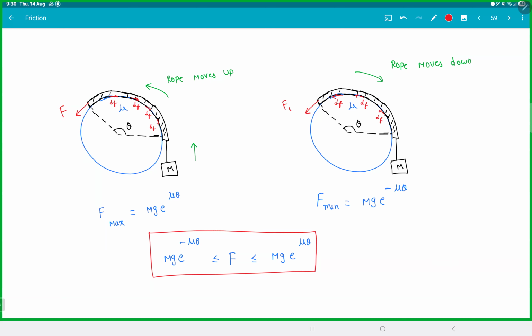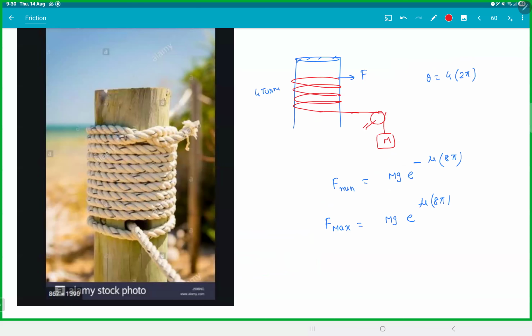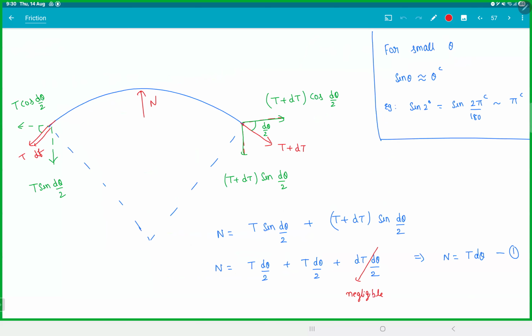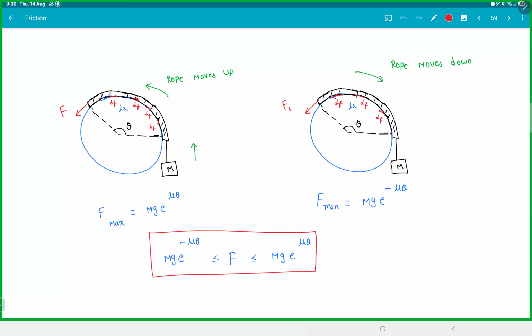Clear with this? So what is happening, exactly? Every time you pull, you're increasing the tension. When you increase the tension, you're increasing the normal reaction. When you increase the normal reaction, you're increasing the friction. When you increase the friction, you're increasing the tension again. The function is just increasing itself. Is this thing clear, everyone?